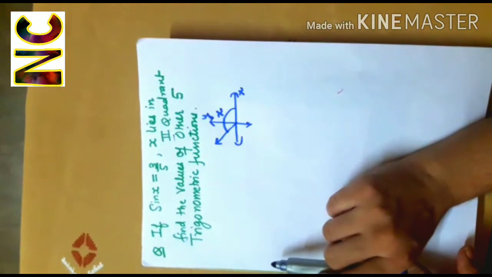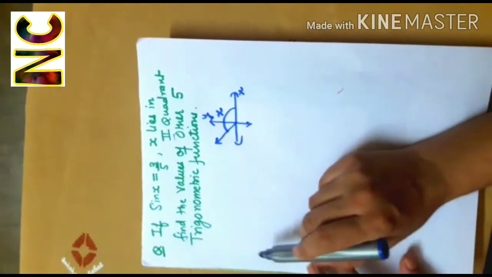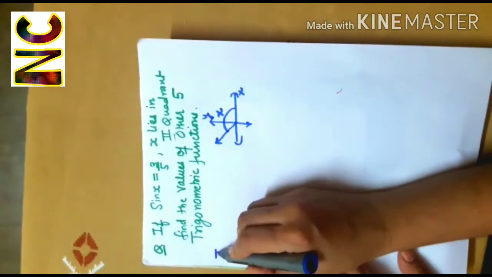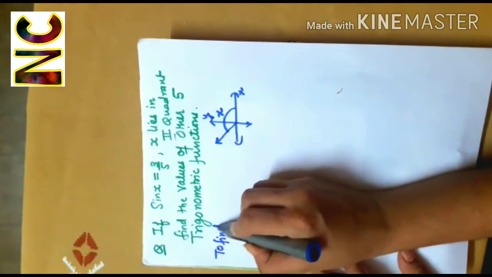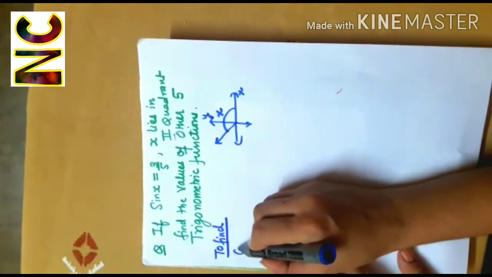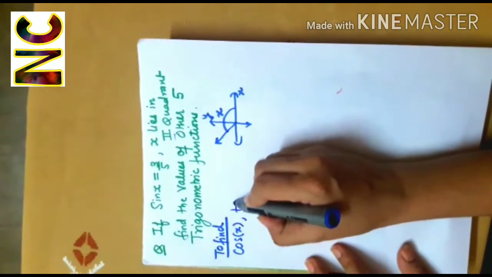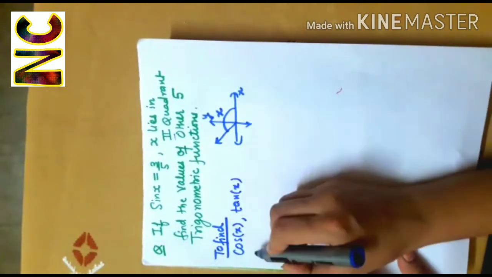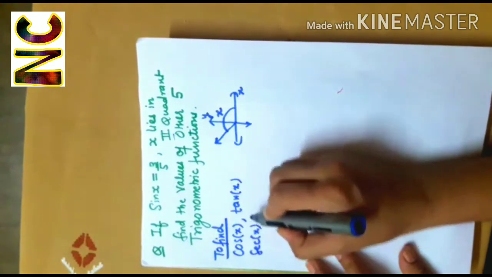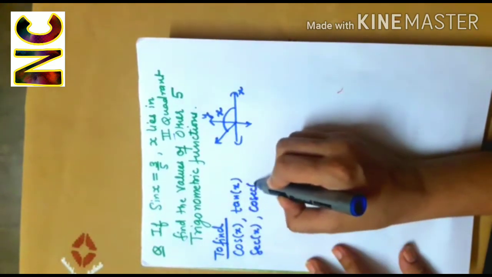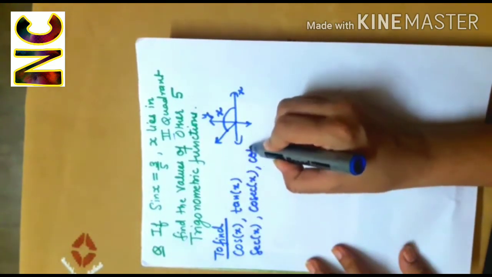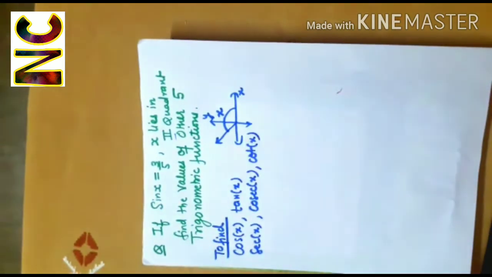Now we are to find out the values of the other 5 trigonometric functions. That is, we need to find cos x, tan x, secant x, cosecant x and cot x.